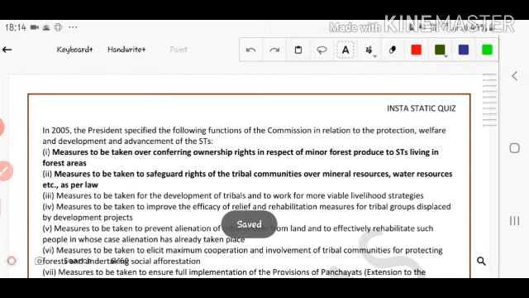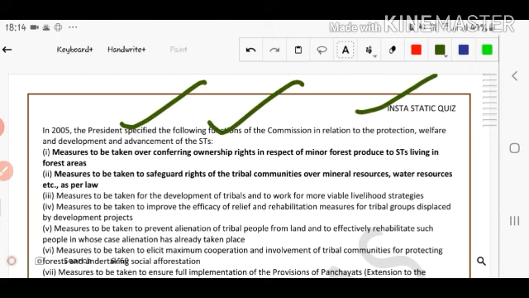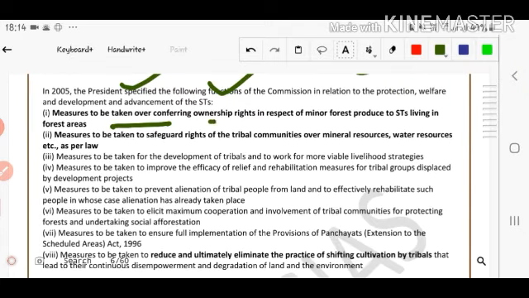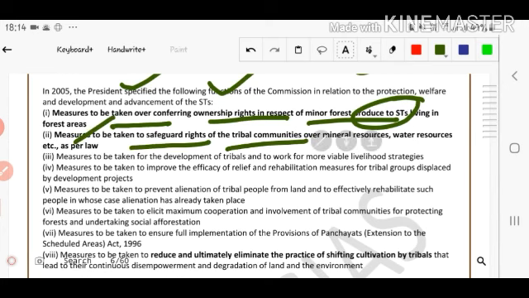Let us see the explanation inside. In 2005, the President specified the following functions of the Commission in relation to the welfare, development and advancement of the STs. Measure to be taken to confer ownership rights in respect of minor forest produce to the ST people living there. Number second, measure to be taken to safeguard the rights of the tribal communities over mineral resources and water resources as per the law itself.